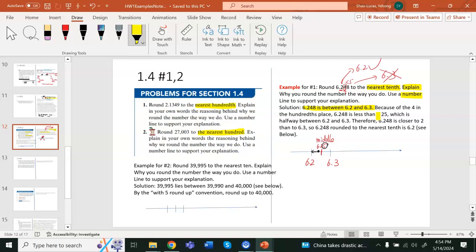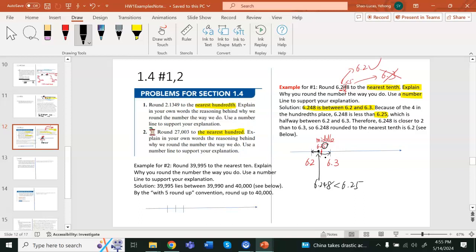But we found the middle point, which is 6.25. And when you plot the numbers, 6.248, the dot that I drew here is 6.248. And because it's to the left of 6.25, in the previous section, 1.3, we already learned how to compare numbers. So we know this is smaller than 6.25. So it's going to be to the left, and that makes it closer to 6.2 than to 6.3, because the middle is equal distance to both of them. If you're to the left, that means it's closer to 6.2.